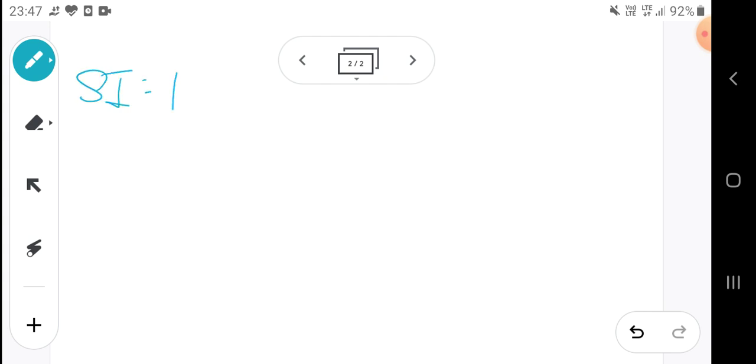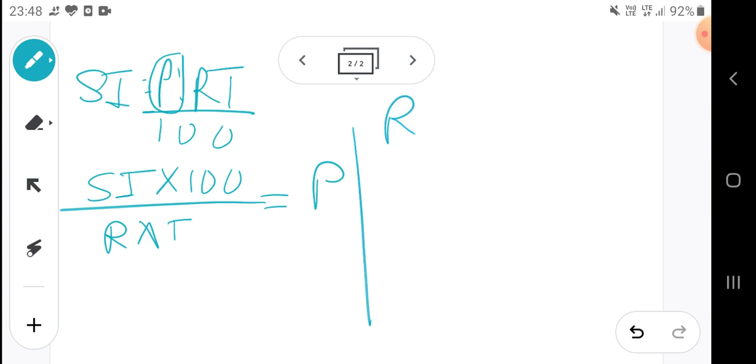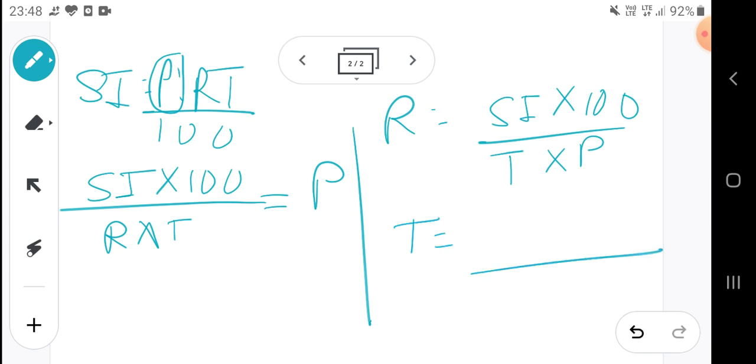SI equals to PRT. SI equals to what? PRT upon 100. Now if I want to find principal, what I will do, SI into 100 upon R into T to find P. Now I want to find R, so SI into 100 upon T into P. Now if I want to find time, same here, what will be? P into R, and here SI into 100.